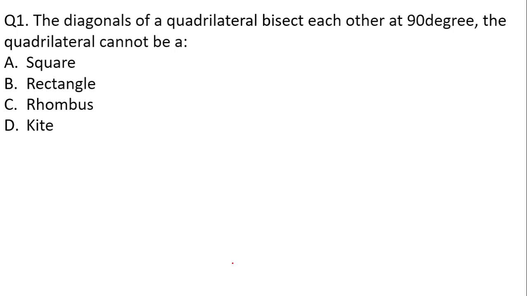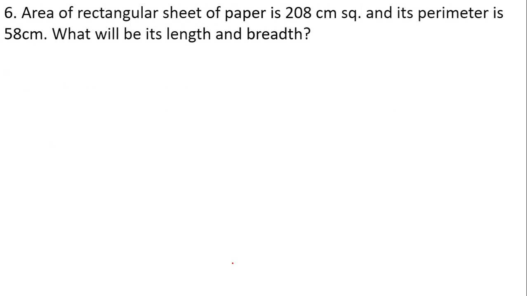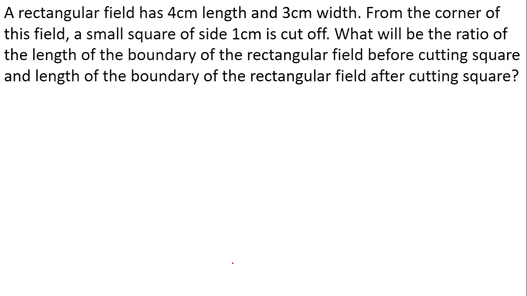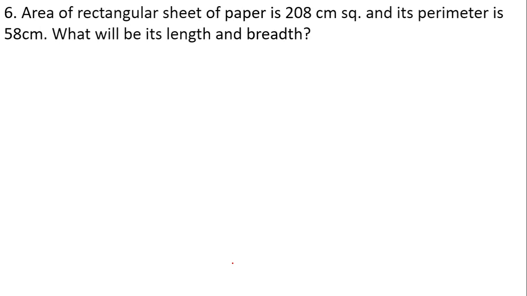So the very first question that we have discussed, I think we have discussed the 5 questions yesterday. In today's lecture we'll be talking about the 6th question. Okay, so what is the question given here? The area of the rectangular sheet is given, which is 208 centimeter square, and its perimeter is given, that is 58 centimeter. What will be its length and the breadth?